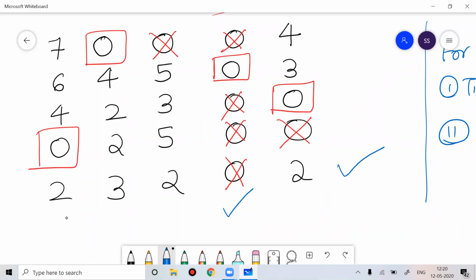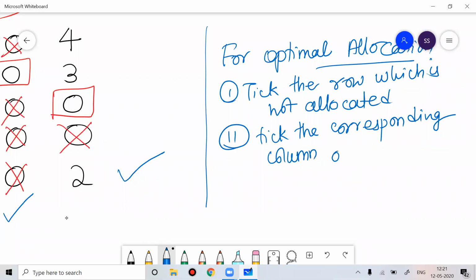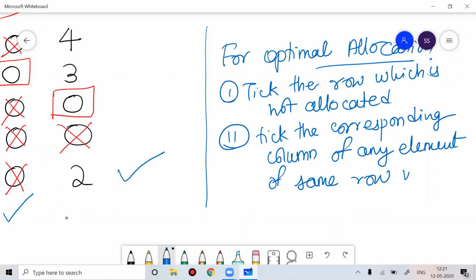So once you tick the row, then what you have to do? You have to tick the corresponding column. Tick the corresponding column of any element of the same row where zero is there.